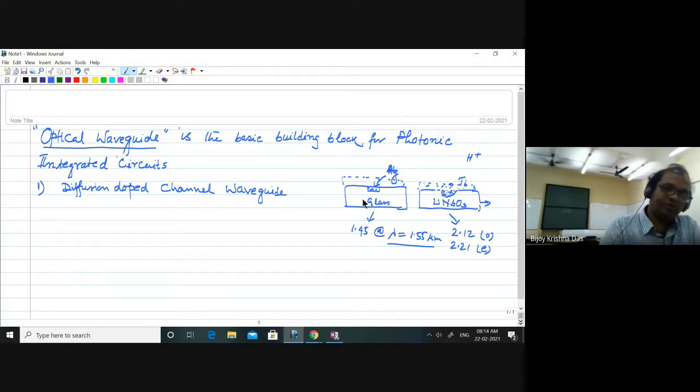Fine. That is based on the channel waveguide structure. Nowadays they are also trying a slightly different type of configuration. I will discuss that later.